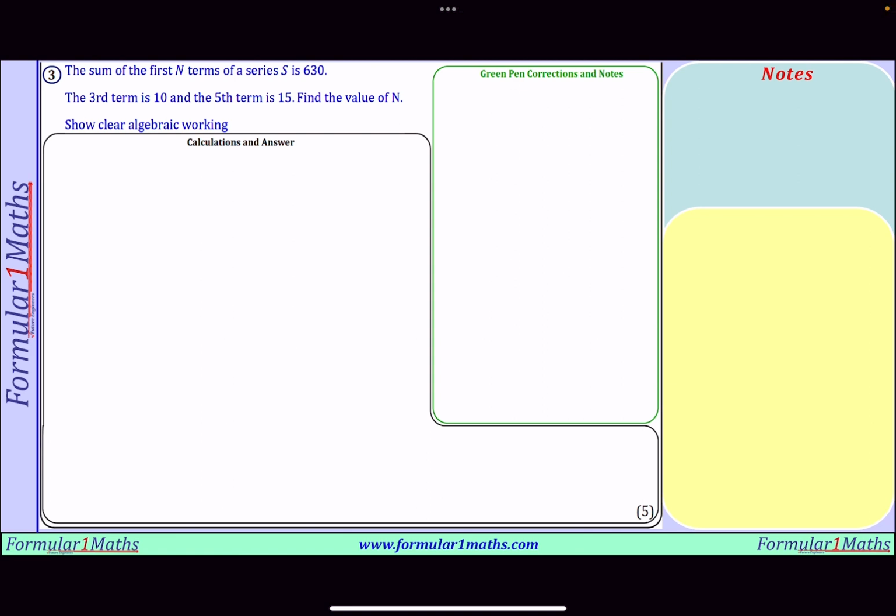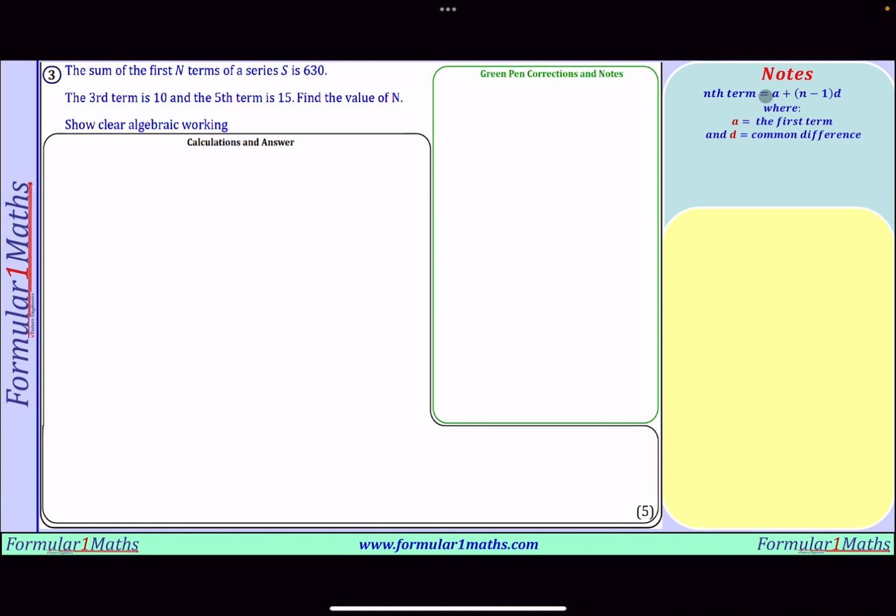Question 3. The sum of the first n terms of a series S is 630. The third term is 10, and the fifth term is 15. Find the value of n. Show clear algebraic working. So we are going to use this formula here, which is the nth term of any arithmetic series, where a is the first term and d is the common difference.